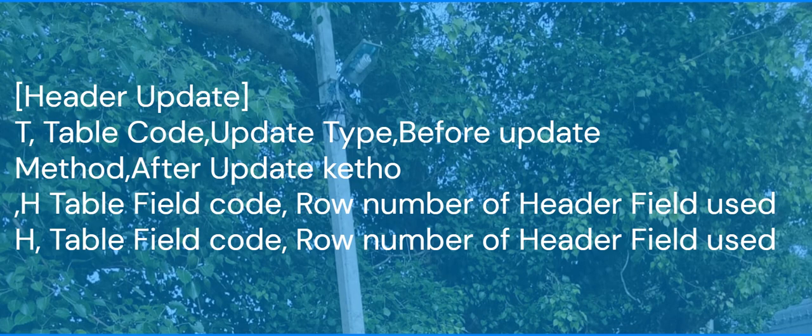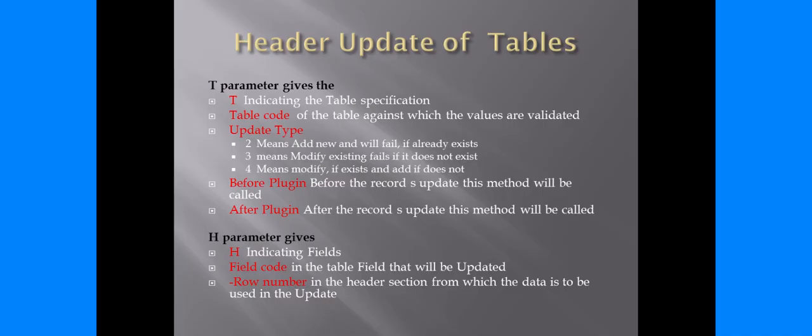Several header tables can be updated. Each table update will start with T parameters followed by one or more H parameters. T parameter will specify table code to be updated. Type of update. 2 means add a new row. If it already exists, it will be an error condition. 3 means update, row should exist. If it does not, it will be an error condition. 4 means it may or may not exist.